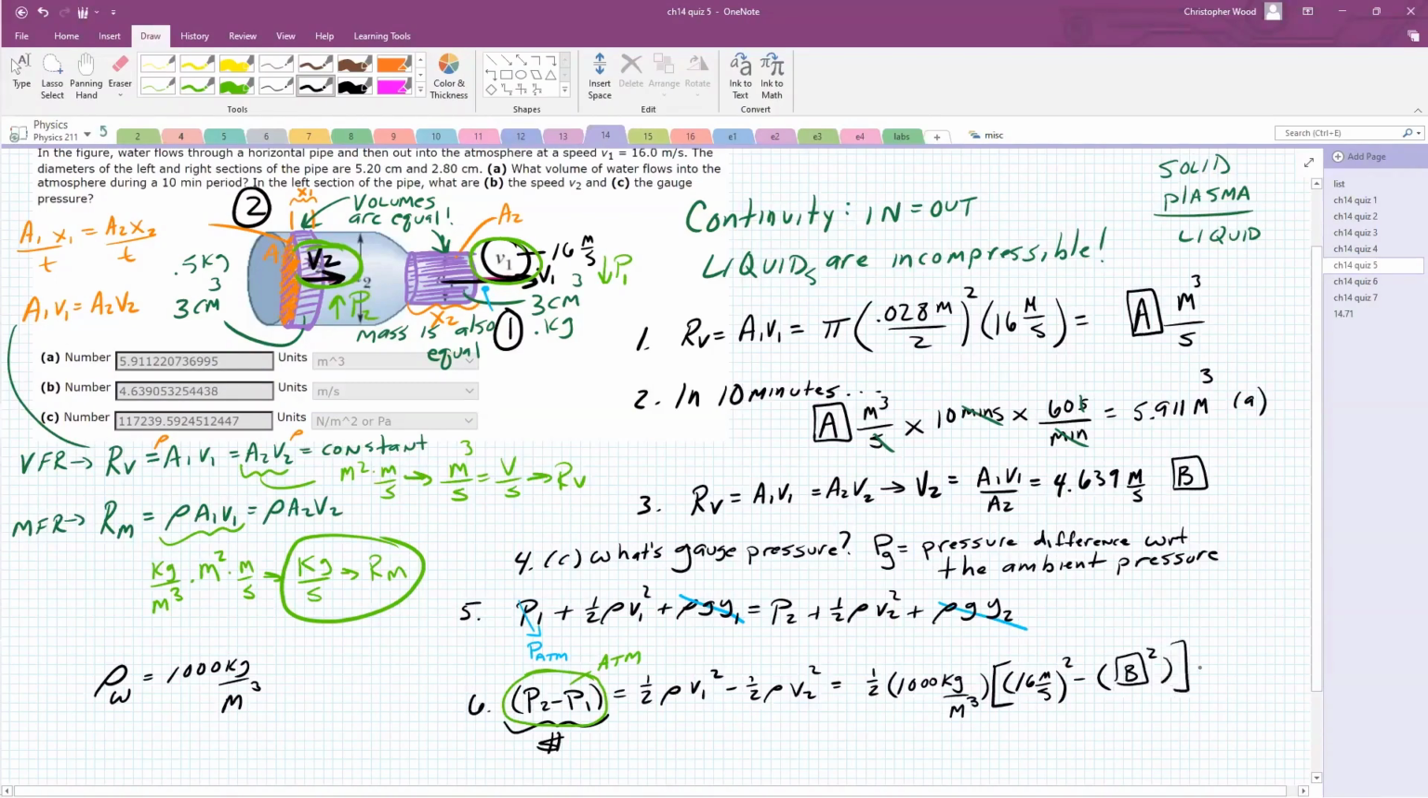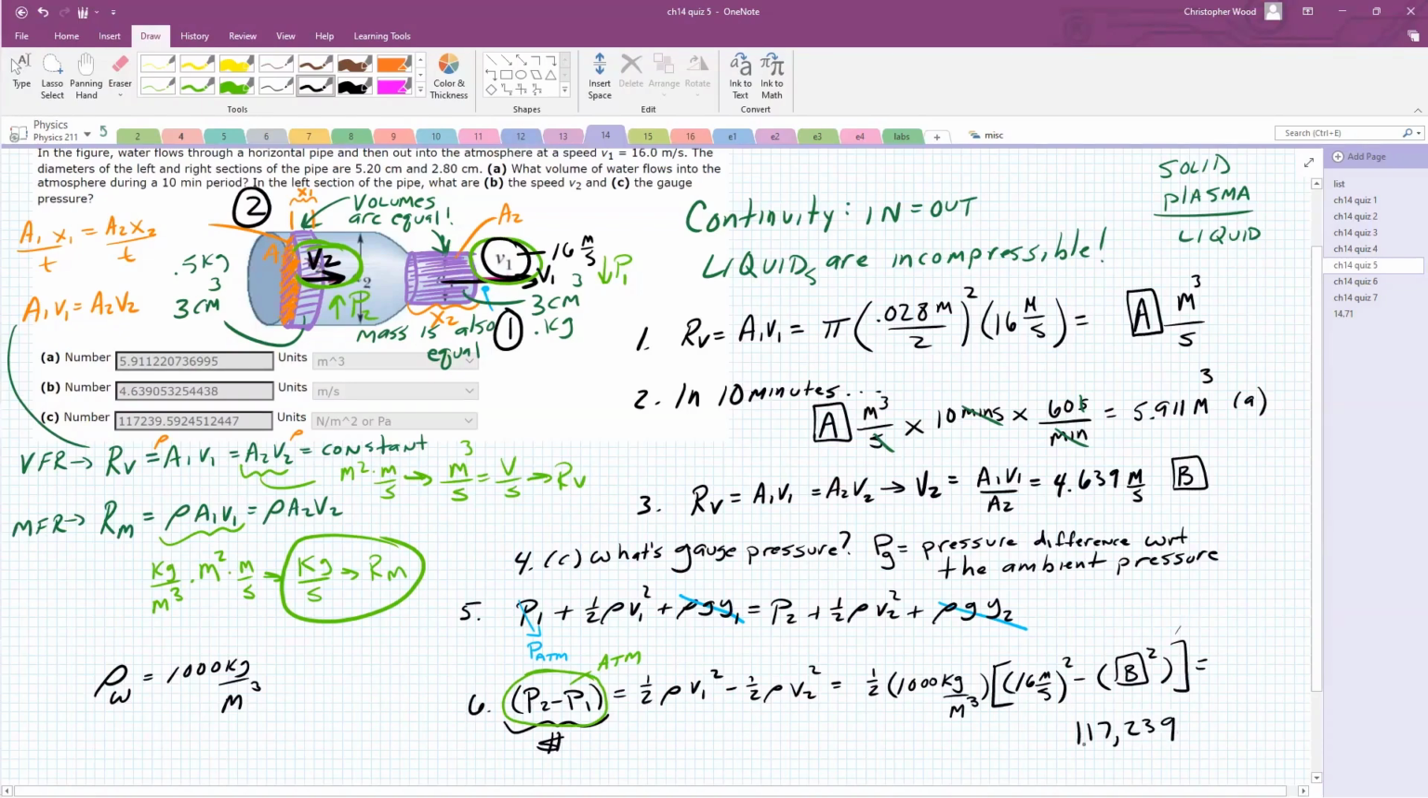And let's get an answer for the gauge pressure. We're doing all of this sleuthing to figure out what's going to be the pressure difference at 2 with respect to 1. A big number equals 117,239.